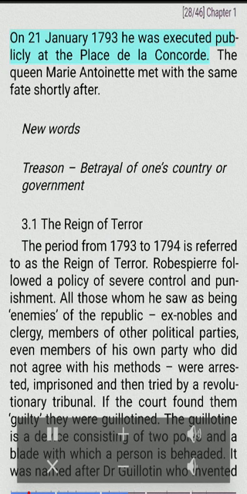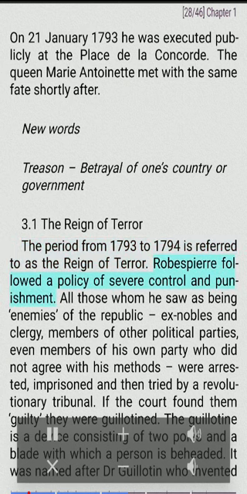Louis XVI was sentenced to death by a court on the charge of treason. On the 21st of January 1793 he was executed publicly at the Place de la Concorde. The Queen Marie Antoinette met with the same fate shortly after. New words: Treason, betrayal of one's country or government.